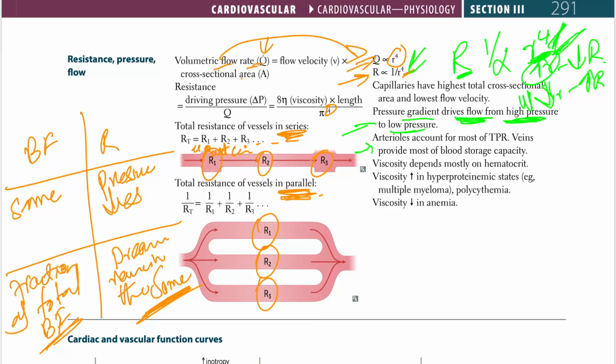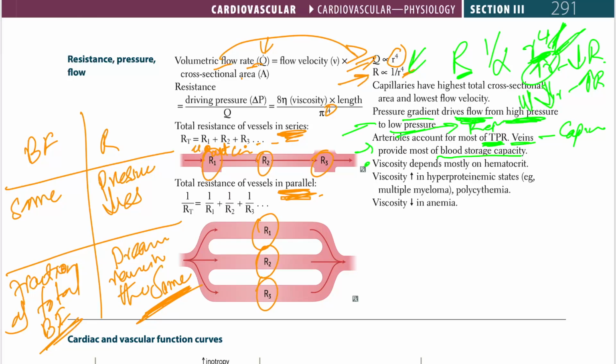Arterioles account for most of the TPR, and we talked about how arterioles have the highest resistance, so they account for the most total peripheral resistance. The veins provide most of the blood storage capacity. So veins are capacitance vessels, while arterioles are resistance vessels.